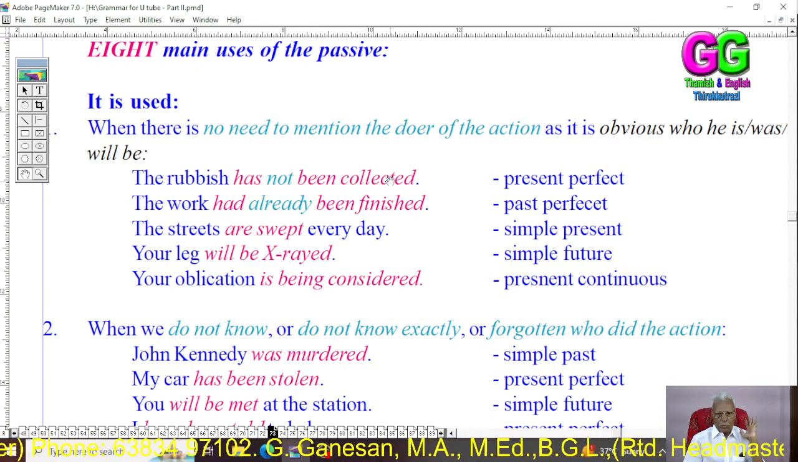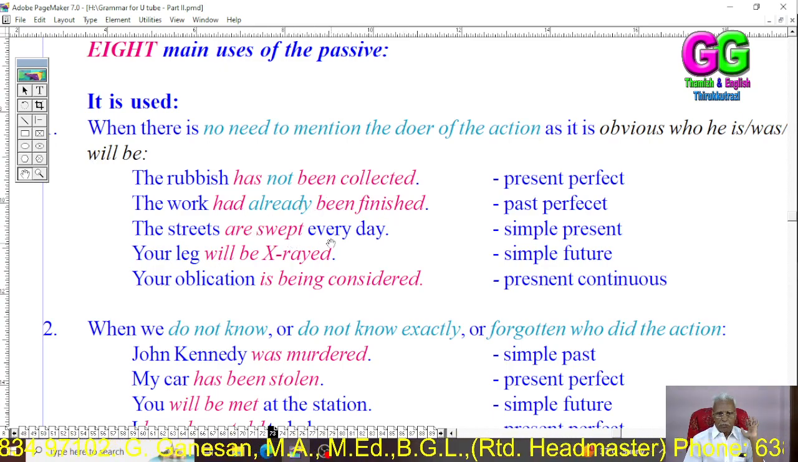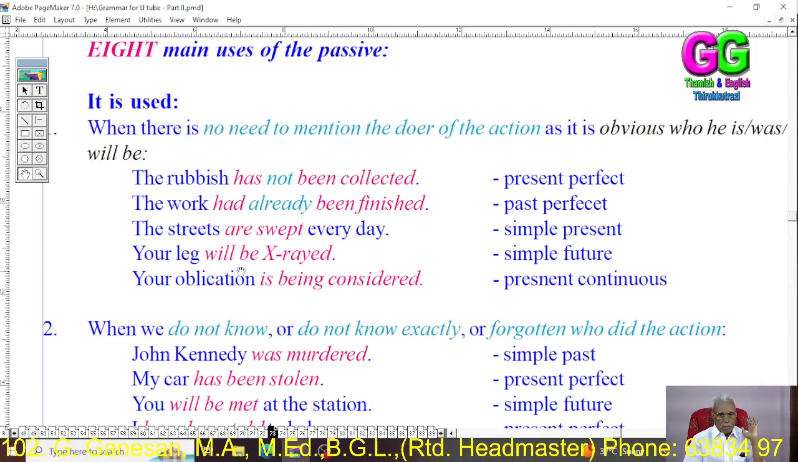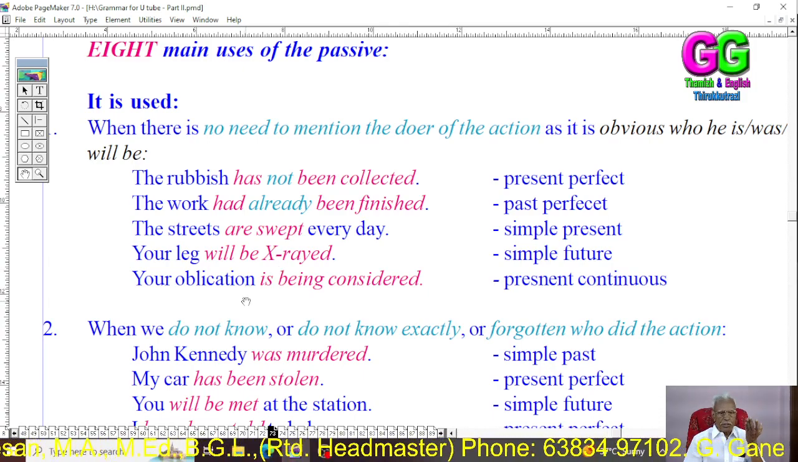The rubbish has not been collected. The work had already been finished. The streets are swept every day. Your luck will be X-rayed. Your obligation is being considered.